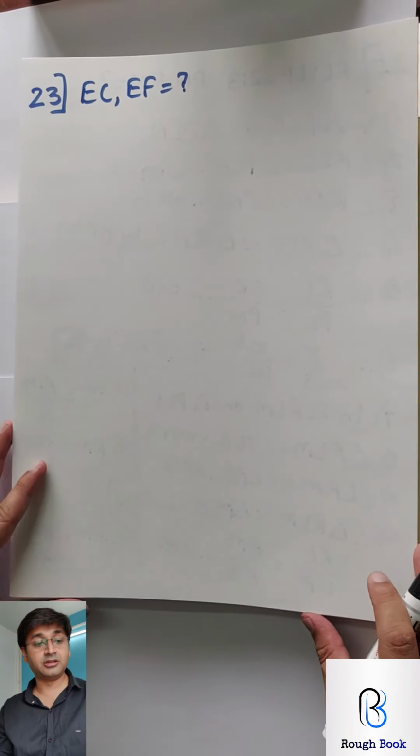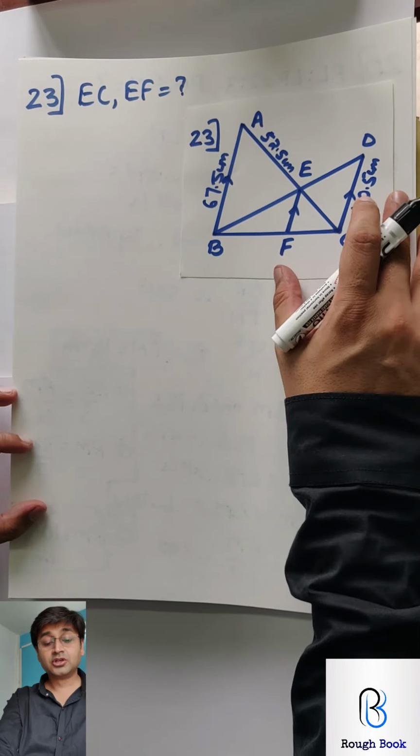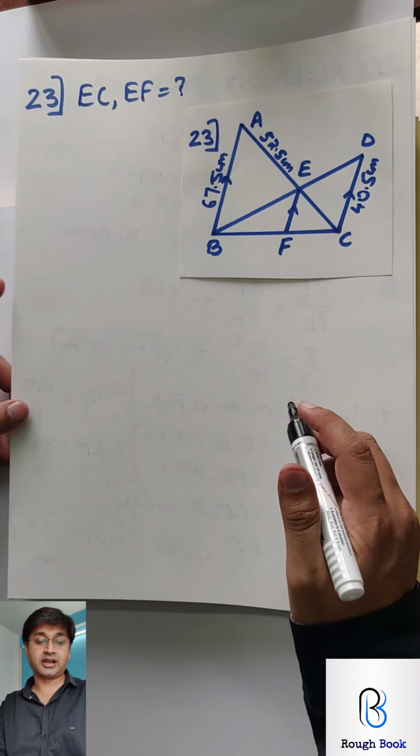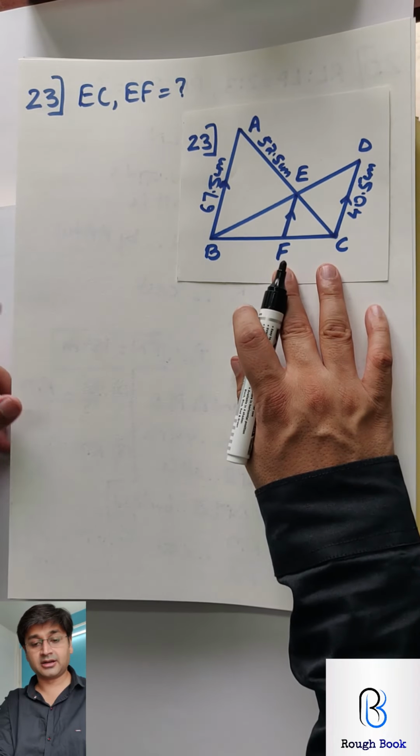So your next question is right here. Sum number 23. Where's the diagram? Oh, the diagram is here. Yeah. So identify the triangles correctly first and then you can go ahead. Come on. Pause the video, try and then come back.